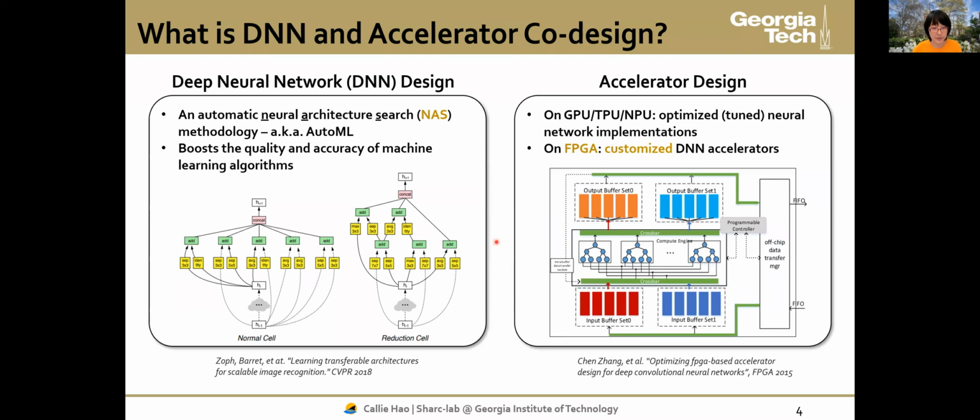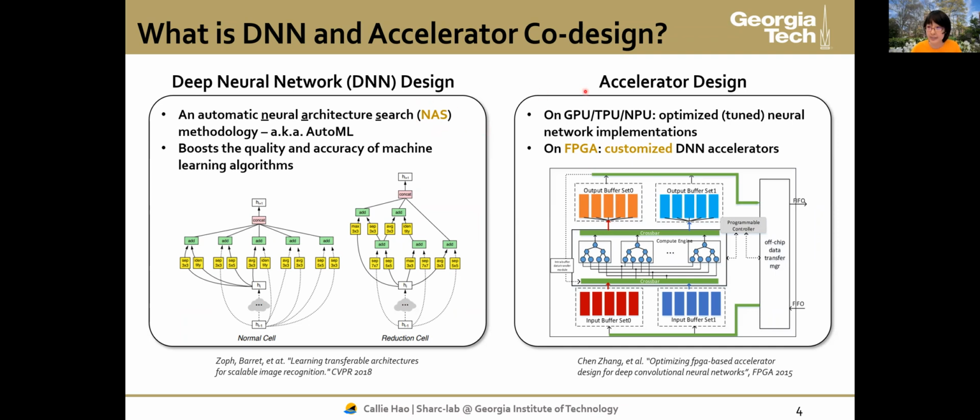Now let's take a deeper look at what exactly they are. For deep neural networks, there's a very popular approach called NAS. NAS stands for automatic neural architecture search. It is also known as AutoML. NAS is really promising because it can boost the quality and accuracy of machine learning algorithms. Here is an example of an early work of NAS, where these cells are automatically searched by machine learning. So this is deep neural network design, and we will be focusing on this NAS approach.